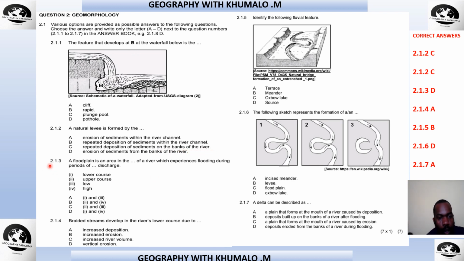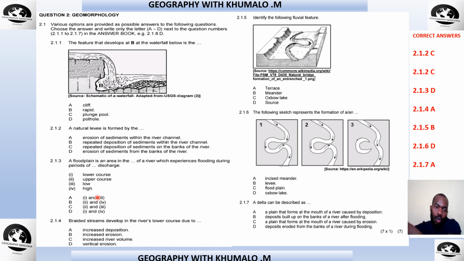And then 2.1.3, a floodplain is an area in the lower course of a river which experiences flooding during the periods of high discharge. So here is another question that has two pairs of answers, and the correct answer there is D, which says 1 and 4. 1 is lower cost, 4 is high. That was the answer that you were supposed to write there, grade 12.